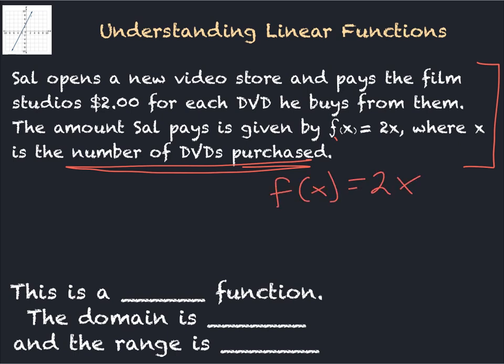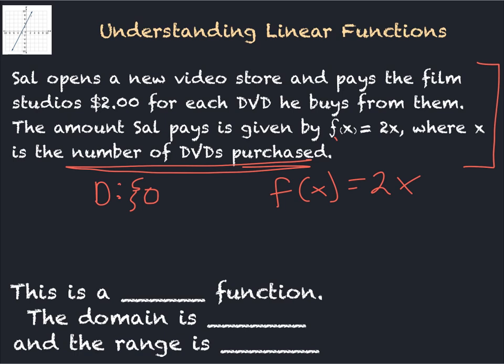So if we think about this, remember, x stands for the number of DVDs purchased. So is it reasonable for Sal to purchase a negative amount of DVDs? No, it isn't. So obviously we're not going to have any negative x's. We're not going to have any negative inputs. So we're going to start at 0, because there is a chance that he might not buy any DVDs at all. So it could be 0.